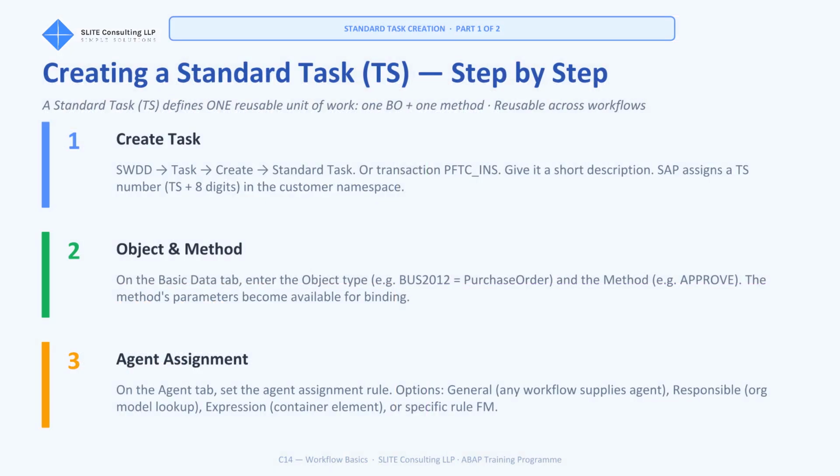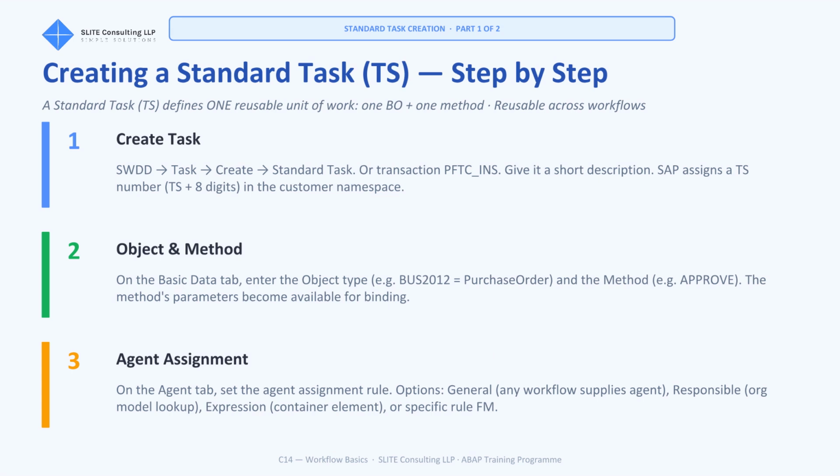Creating a standard task in SWDD is a 6-step process. The first 3 steps set up the task definition. Step 1. Create task. Open SWDD, task create, standard task, or use transaction PFTC_INS directly. Give it a short description. SAP assigns a TS number in the customer namespace with 8 digits.